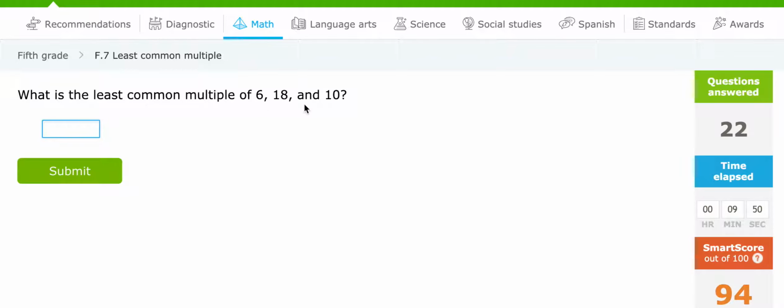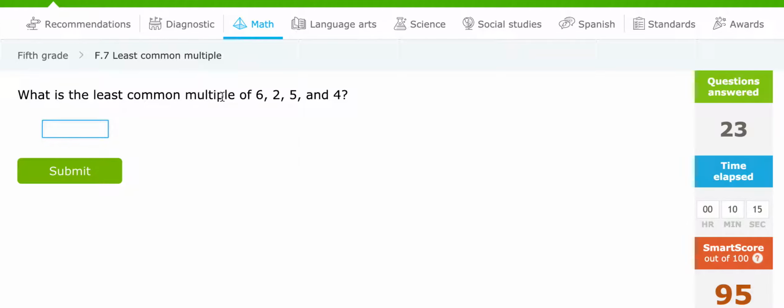6, 18, and 10, right? I know that all the needs of 6 are embedded inside 18, right? Because 6 is 1 2, 1 3. This is 1 2 and 2 3's. And this is 1 2 and 1 5. So essentially all I'm saying is I must have 1 2, 2 3's, and 1 5. If I multiply those out, I will get 90.